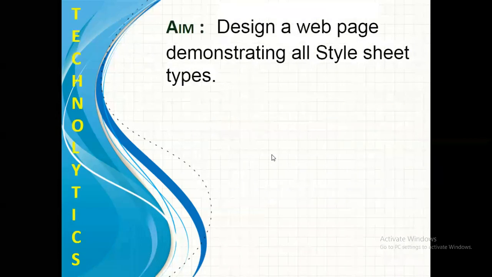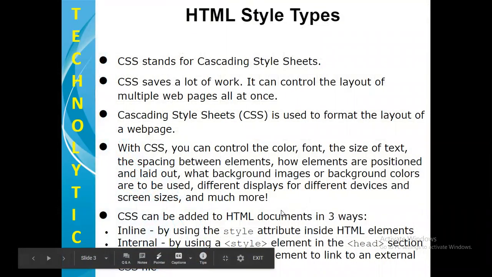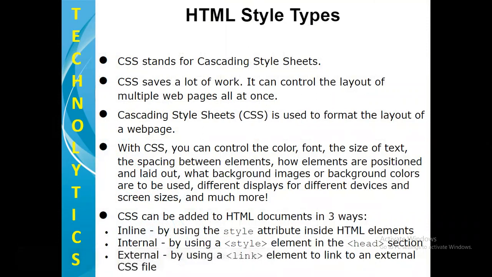Take it easy. In today's practical, we are going to design a web page demonstrating all style sheet types. Basically, CSS stands for Cascading Style Sheets. CSS saves a lot of work. It can control the layout of multiple web pages all at once. Cascading Style Sheet is used to format the layout of a web page. With CSS, you can control the color, font, the size of text, the spacing between elements, etc.